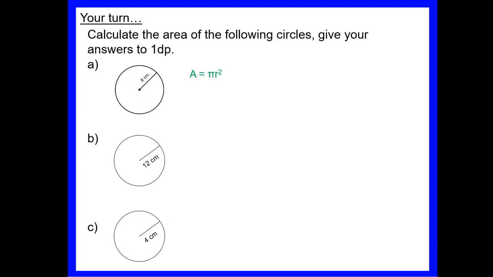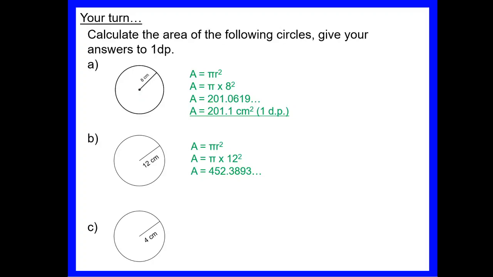All right, so the solutions for these then. So again, state the formula. Pi times 8 squared first of all, which is 201.0619, or 201.1 centimeters squared to one decimal place. The next one, we're going to substitute r for 12 this time, so pi times 12 squared, which comes to 452.3893, or 452.4 centimeters squared to one decimal place.